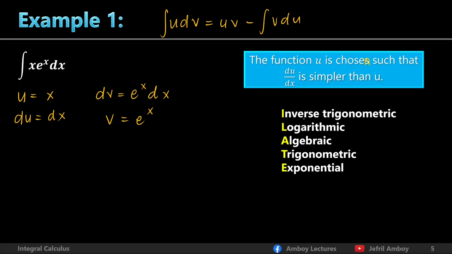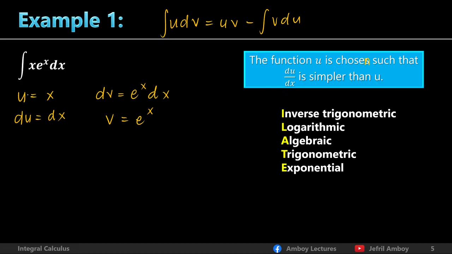So, kung meron kang dalawa, halimbawa, meron kang logarithmic at meron kang algebraic, yung logarithmic, yung gagawin mo na u. Okay? Halimbawa, dito sa problem na to, ang magkasama is algebraic kasi power function siya, 'di ba? At ang kasama niya exponential. Kaya ginawa nating u, yung x, kasi mas priority siya. So, alin yung least priority? Exponential. Okay? So, tandaan natin yan, I late.